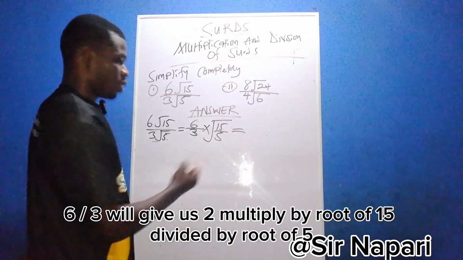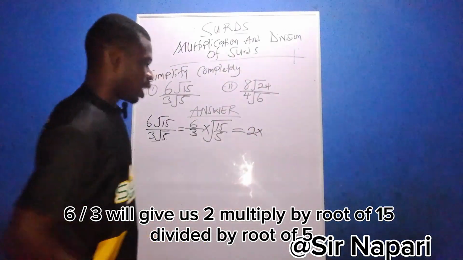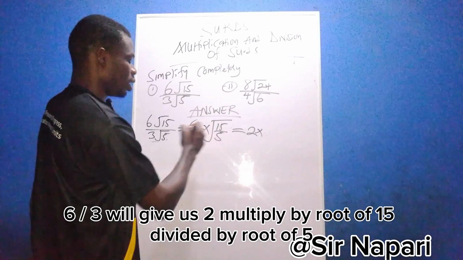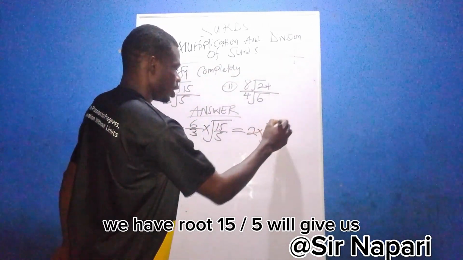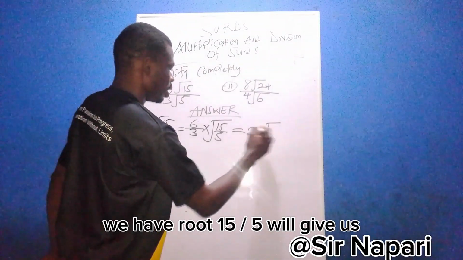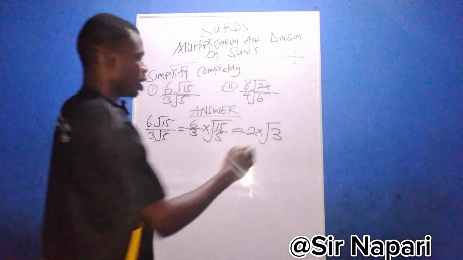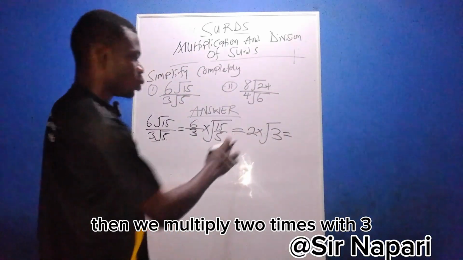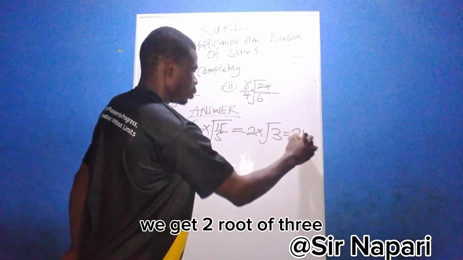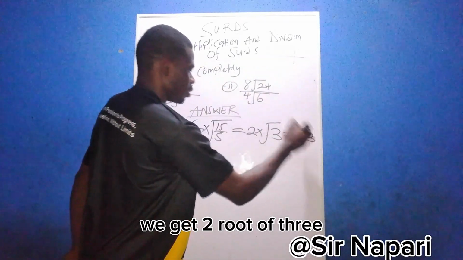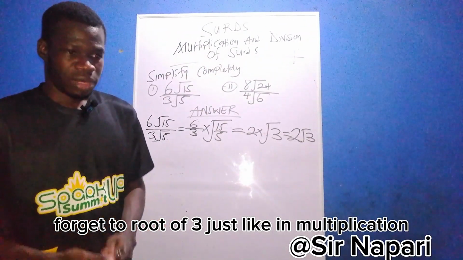6 divided by 3 will give us 2, multiplied by root of 15 divided by root of 5. Root 15 divided by 5: 15 divided by 5 will give us 3. Then we multiply 2 times root 3, and we get 2 root of 3.